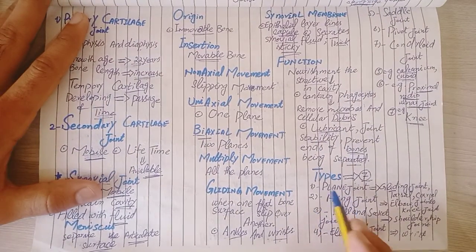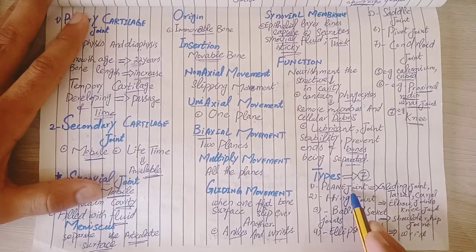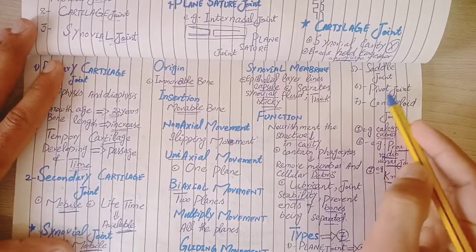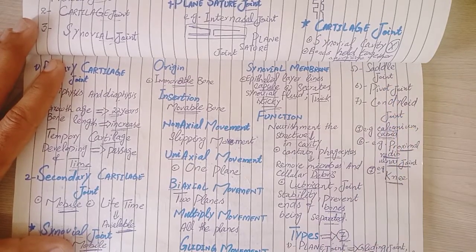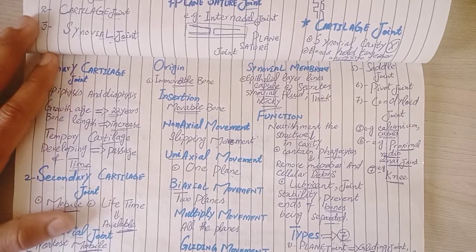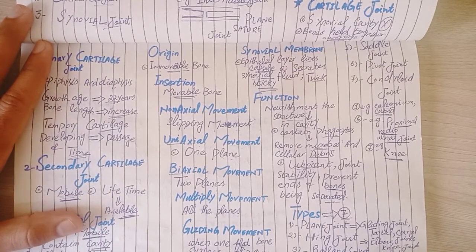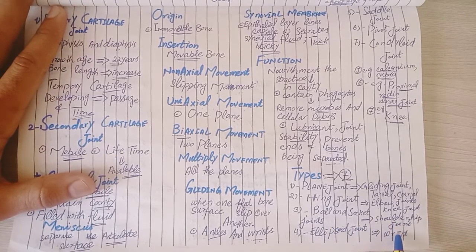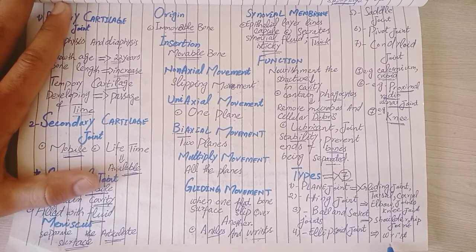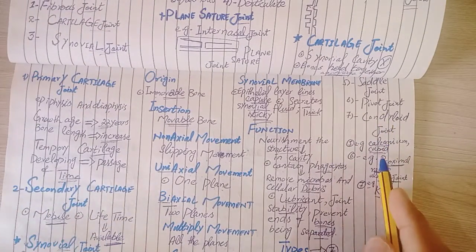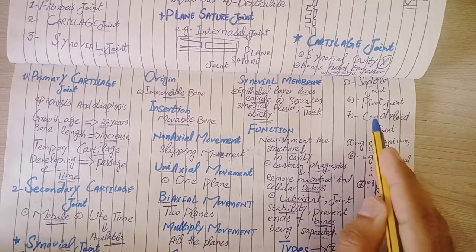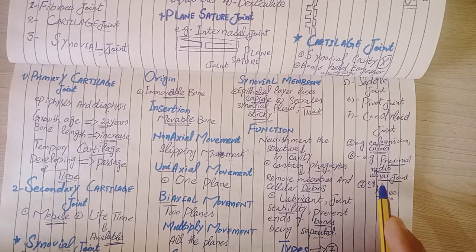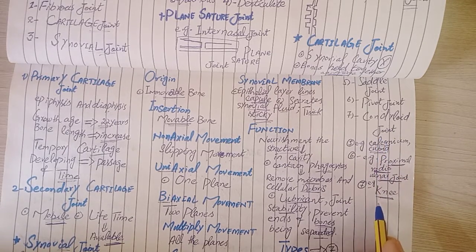Seven types of synovial joint: plain joint, hinge joint, ball and socket joint, ellipsoid joint, saddle joint, pivot joint, condyloid joint. Plain joint present in tarsal and carpal bones. Hinge joint present in elbow and knee joint. Ball and socket joint present in shoulder and hip joint. Ellipsoid joint only present in wrist. Saddle joint present in calcaneum and cuboid bones. Pivot joint present in head movement and also proximal radioulnar joint. Condyloid joint present in knee.